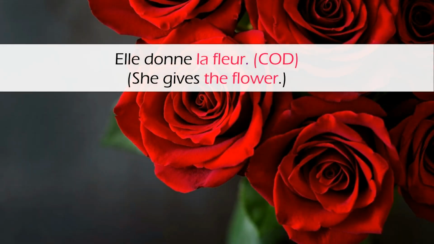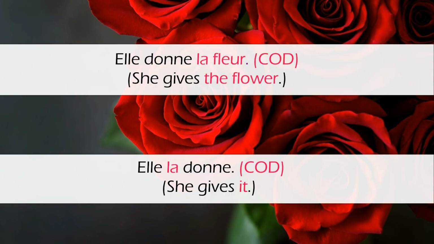Elle donne la fleur. La fleur is a direct object because it is not starting with the preposition à or any derivative of the preposition à. So it is a direct object. We will use a direct object pronoun to replace this direct object. So elle la donne. La replaces la fleur. La is a direct object pronoun.